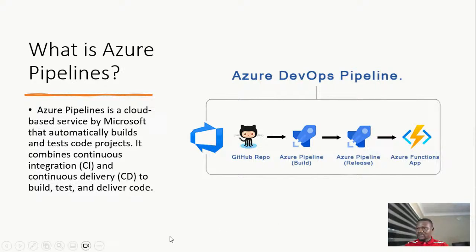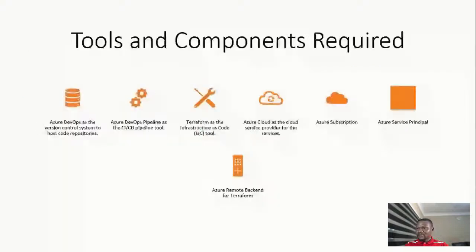So now, tools and components required for this process. As I said before, you need to have Azure DevOps, which will serve as the version control system in this case. You also need Azure DevOps Pipelines for the CI/CD, which will serve as the CI/CD tool. Remember, we have other CI/CD tools like Jenkins and CircleCI, which are also available. But in this case, Azure Pipeline is also a CI/CD tool I can use.